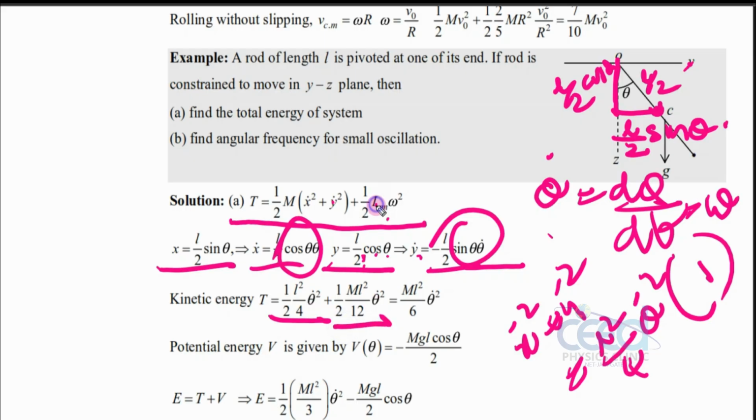And the moment of inertia of the rod about its center of mass is what? m L square by 12. Then half into m L square by 12 theta dot square. Right? Similarly, what about potential energy?